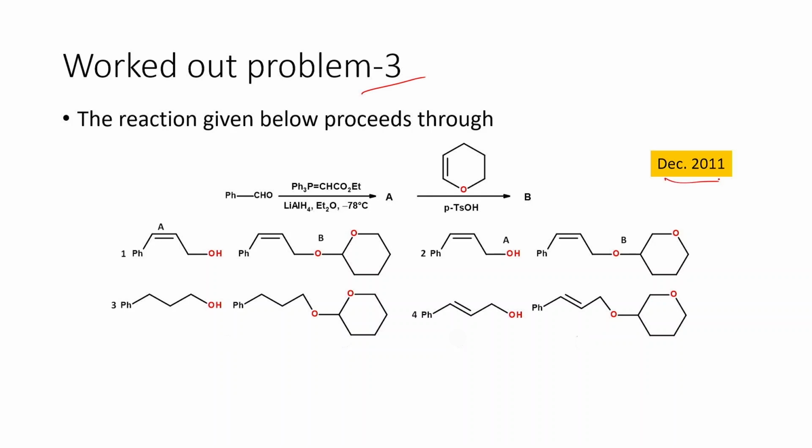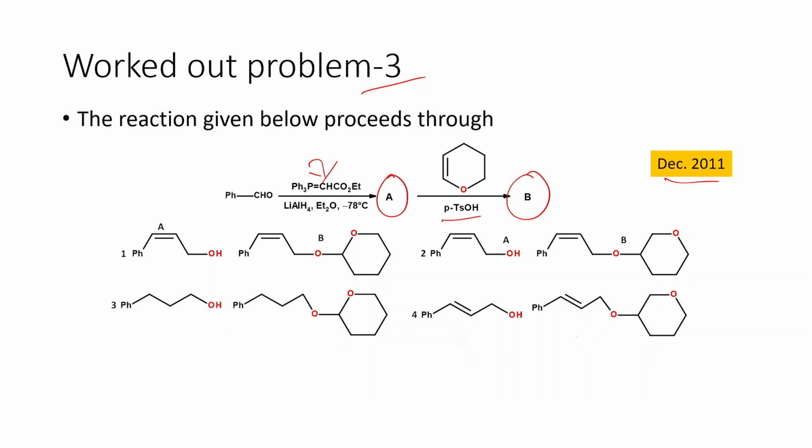So this question was asked in December 2011. The reaction given below proceeds through some intermediate A, and the product B is given. Benzaldehyde is treated with the Wittig reagent, followed by reaction with lithium aluminum hydride at -78 degrees. That leads to one intermediate A. This is treated with 3,4-dihydropyran in the presence of PTSA. So this will simply protect the hydroxyl group. This is the overall reaction, and we are now going to find out what the intermediate A is and what the final product B is.